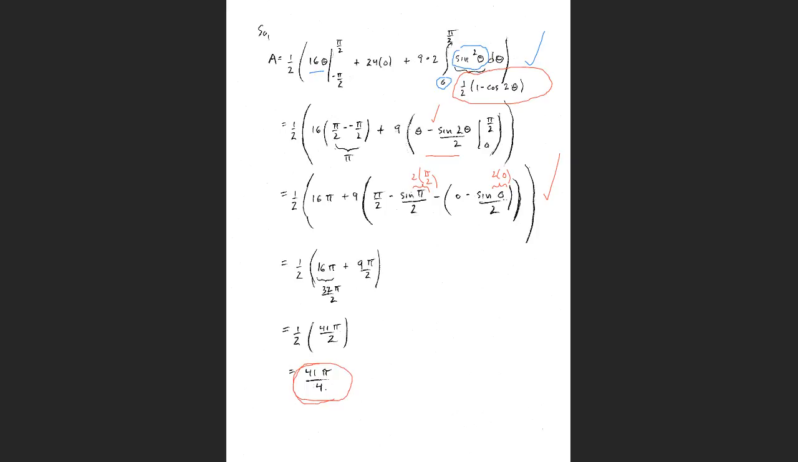And that's what WebAssign's going to want. It doesn't want a decimal. It wants the exact answer.